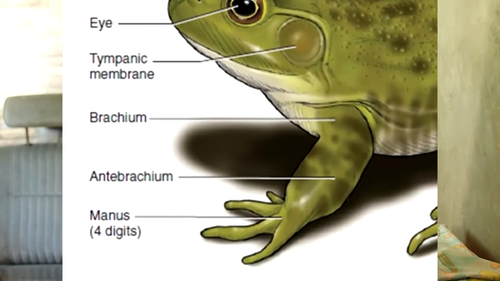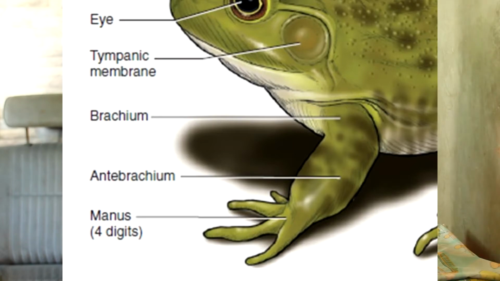The carpus is the wrist of frogs. It is next to the forearm. So, brachium, antebrachium, then the wrist. Then the manus, I don't know how it's pronounced. It's the hand of the frog. It has four digits. Digits are also what we know as fingers.